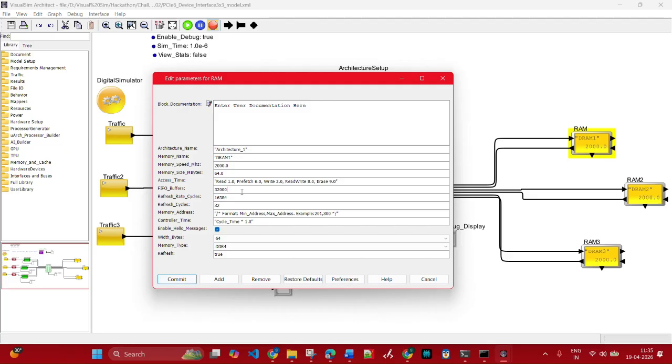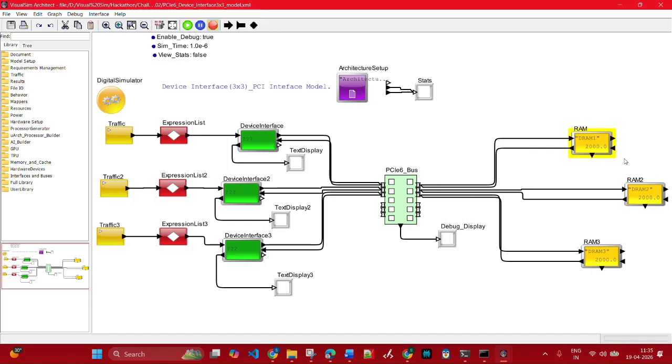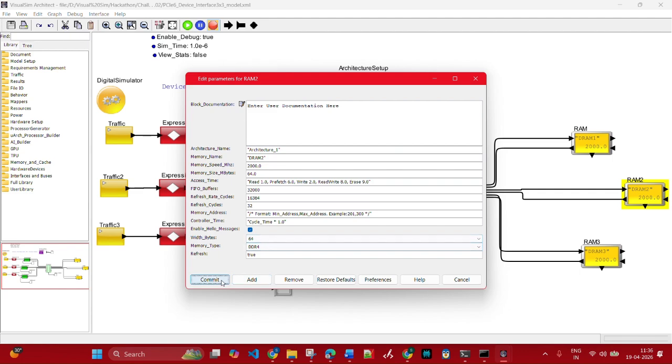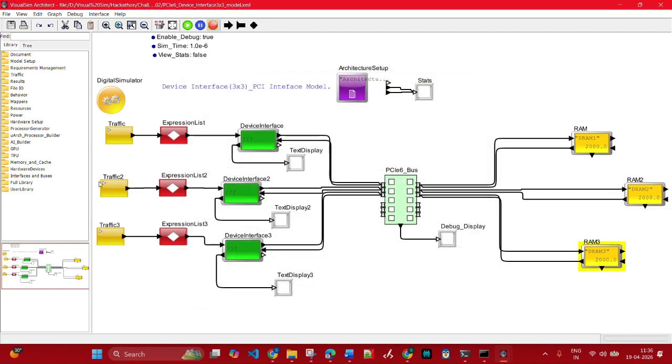So the DRAM protocol parameters we have taken are the default settings, so I have used that. What is the refresh rate cycle? How many refresh cycles are needed? I've not modified any of these things. I just kept this as constant. My technology is DDR4 and my bus width is 64 bytes. So like this, I'm having three slaves, and I'm considering three TGs here.